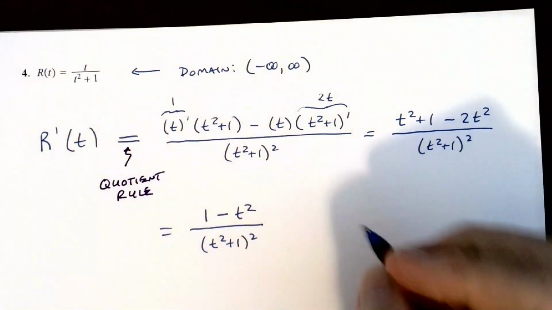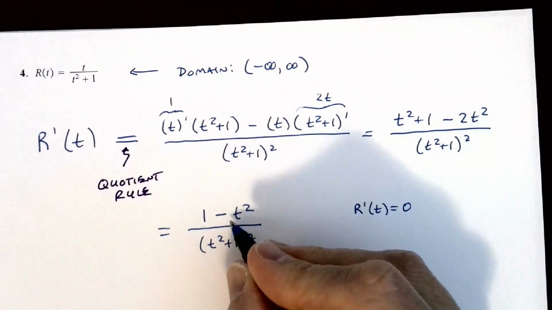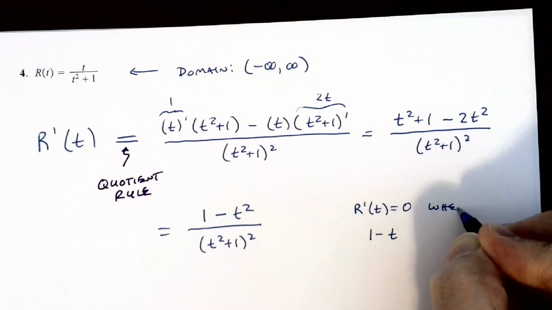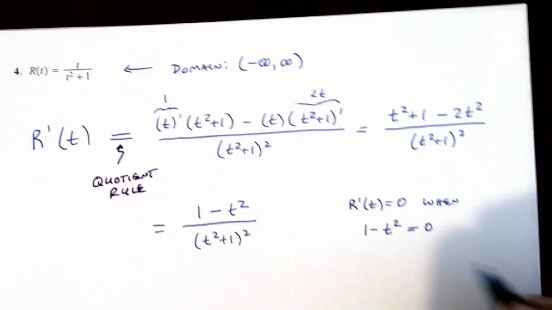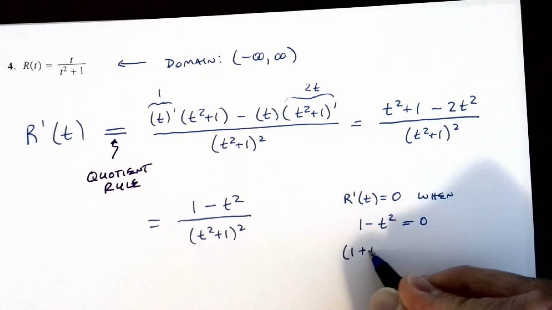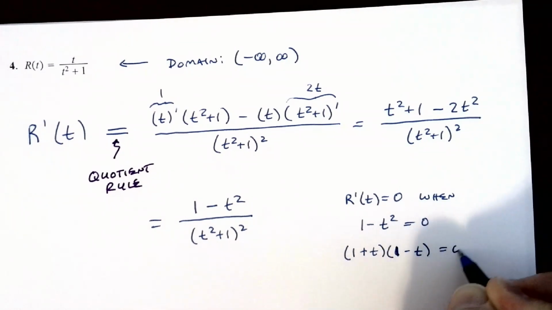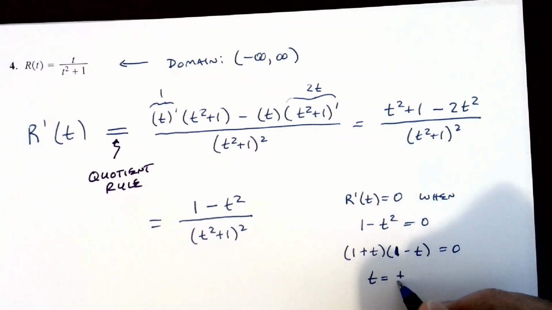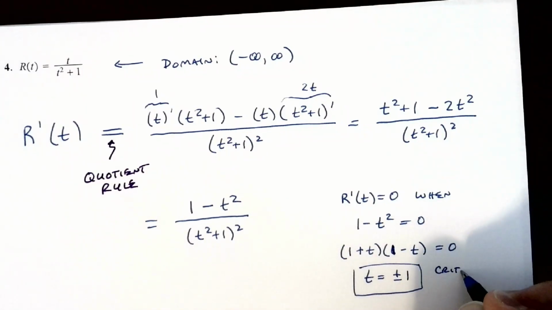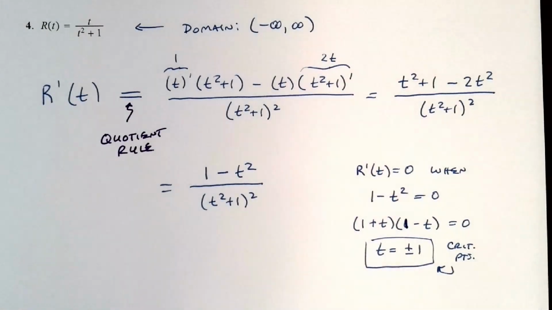Now, when is this derivative going to be equal to 0? Well, r prime of t is going to be 0 when what? The numerator is 0. This is easy to solve, right? I can factor this, difference of squares. And so t is equal to what? Plus or minus 1. Those are my critical points. Or critical values.